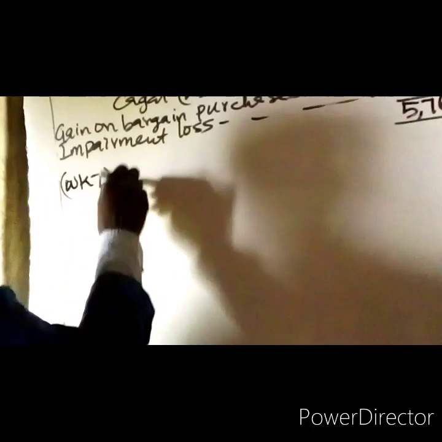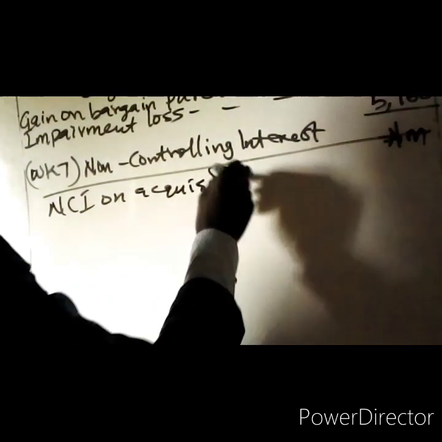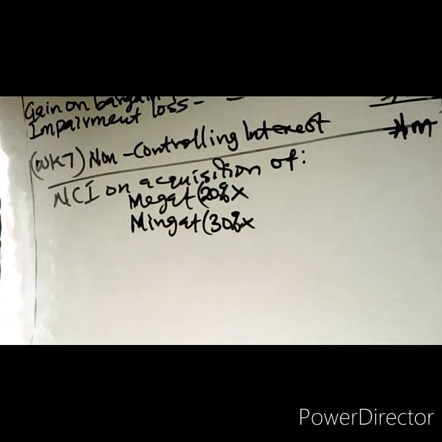Non-controlling interest, working 7. Non-controlling interest. You have NCI on acquisition of Megat, and then we also have Mingat. The percentage attributable to NCI on acquisition of Megat is 20%, and that of Mingat is 30%. NCI at acquisition multiplied by the net assets on acquisition of Megat and Mingat.